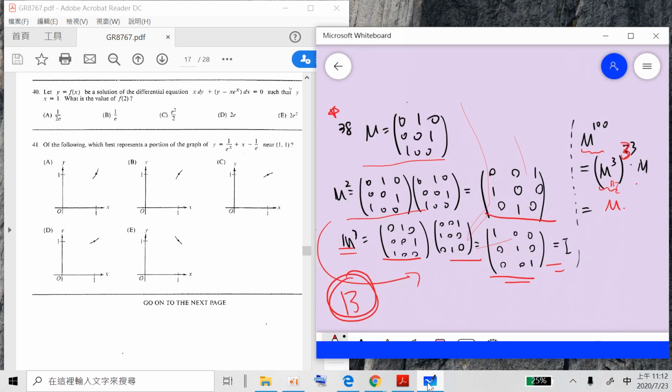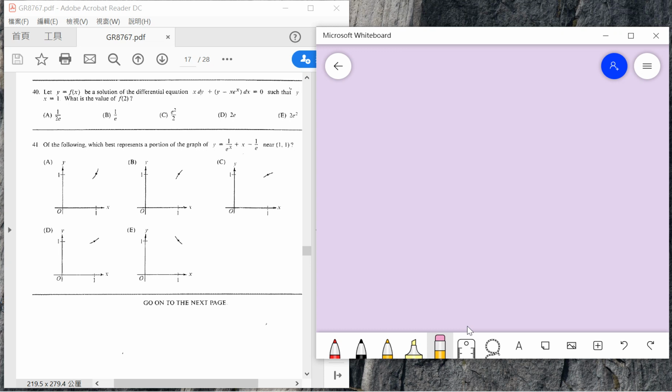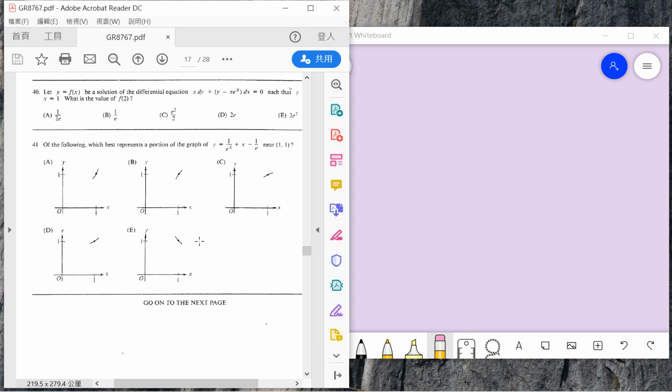Alright, welcome guys. So 42. Okay, 42. Of the following, which represents the portion of the function.